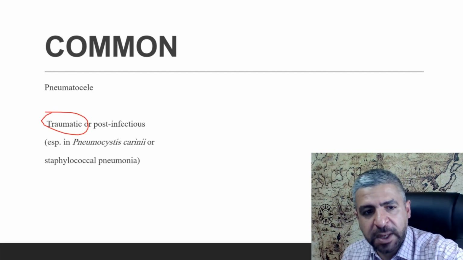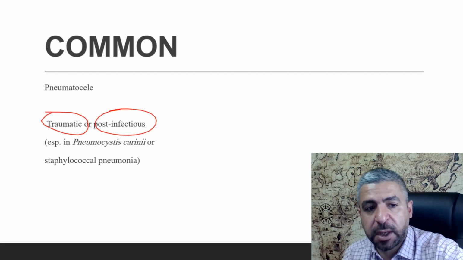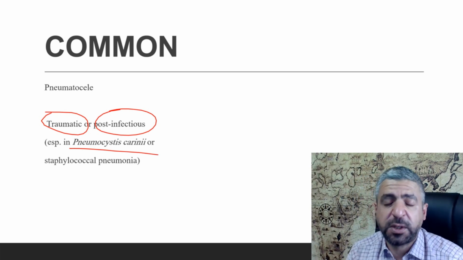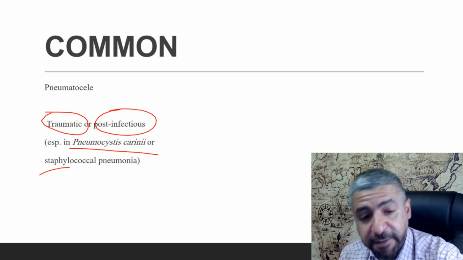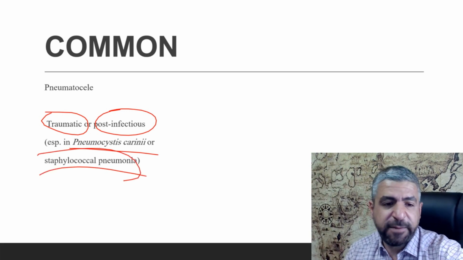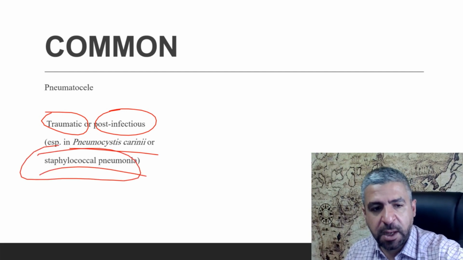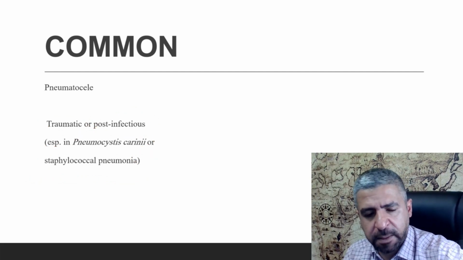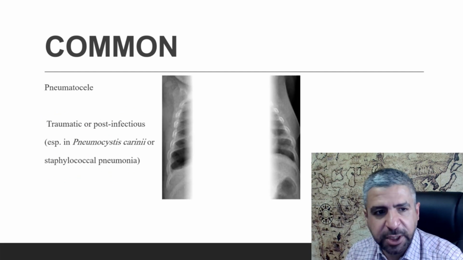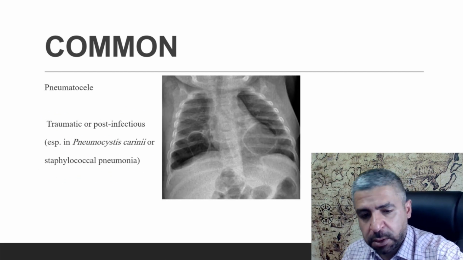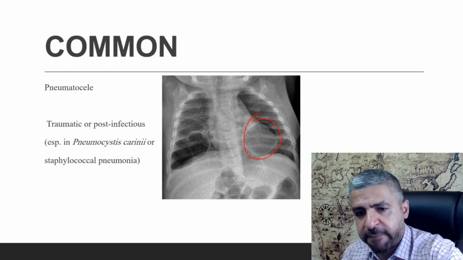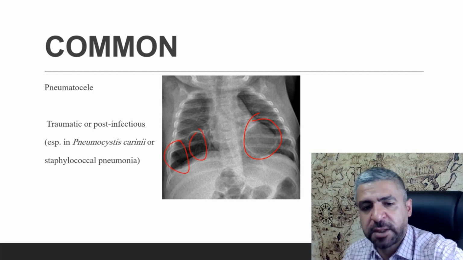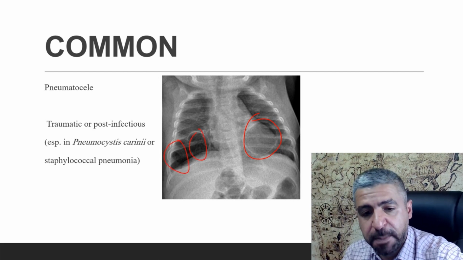It can be traumatic, or post-infectious, especially in Pneumocystis carinii, now known as Pneumocystis jirovecii, or staph infection. Staph infection is relatively much more common. The PCP infection is mainly in HIV or AIDS patients. So you can see in children, for example, a very well-defined cyst here and there, and it's filled with air, confirming it's a pneumatocele.